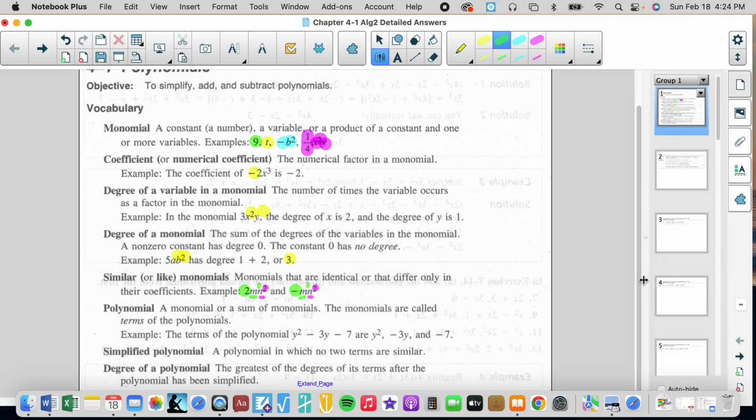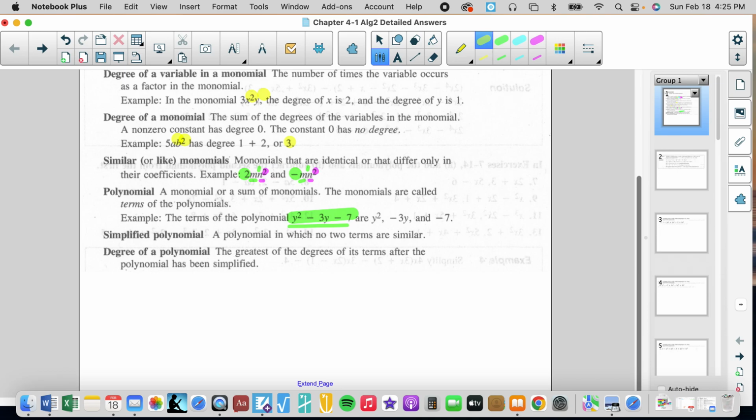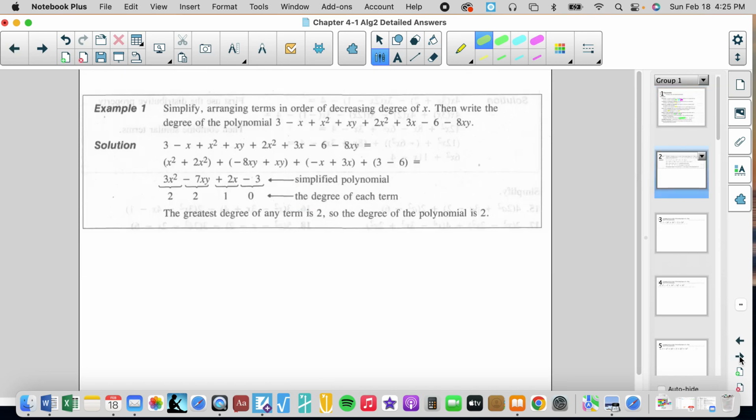This would be a polynomial. Technically, that would be considered a trinomial because there are 3 terms. This would be a polynomial. That's a monomial. Those are the 3 terms, simplified, no 2 terms are alike, so you don't have any like terms. And degree of a polynomial, the greatest of the degrees of its terms after the polynomial has been simplified. You put it in standard form, what we call standard form.